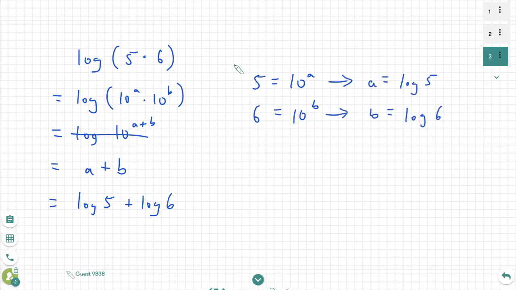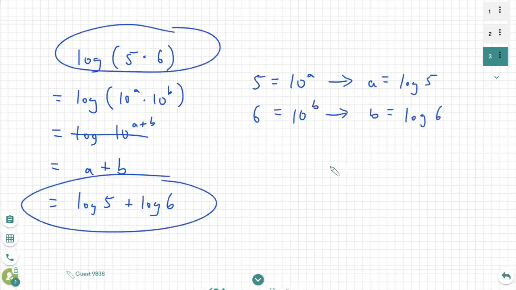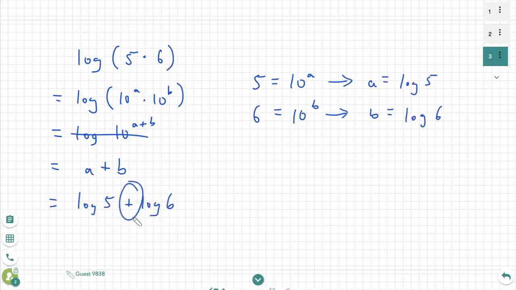It's pretty much the same, but with logs, basically you could have just distributed the log. And what's the operation then? Notice that instead of log of 5 times 6, we get log 5 plus log 6. The reason we ended up with the plus is because when we rewrote the 5 times 6 as 10 to the a times 10 to the b, we then applied the exponent rule. We get a plus b.